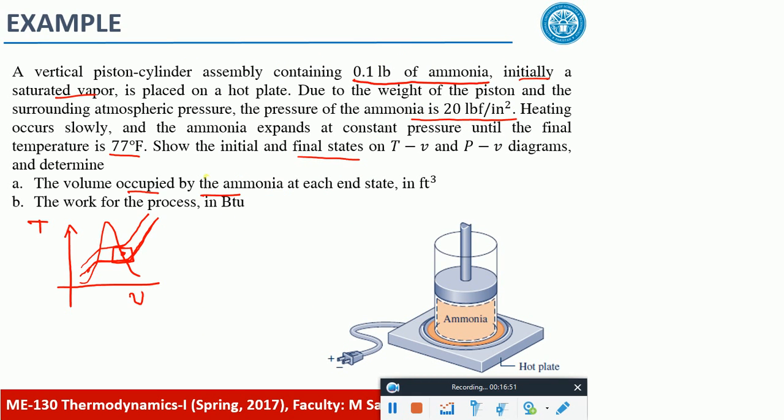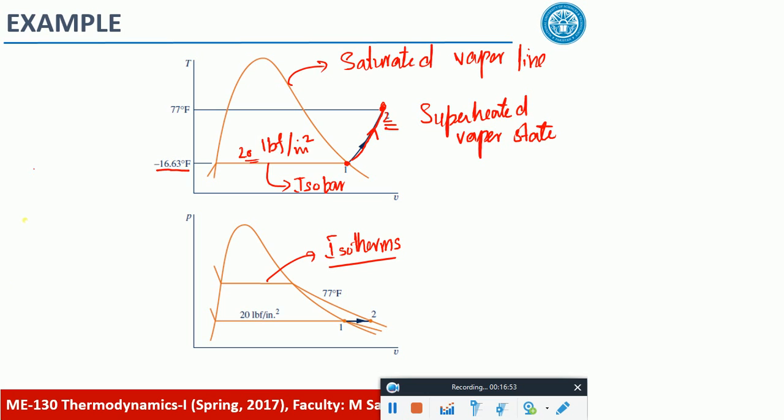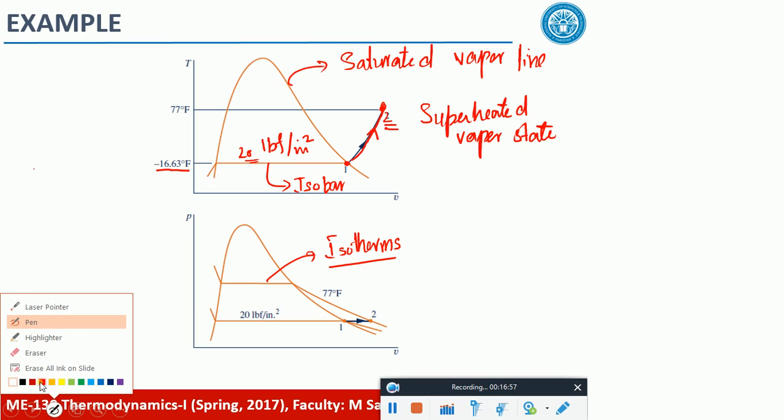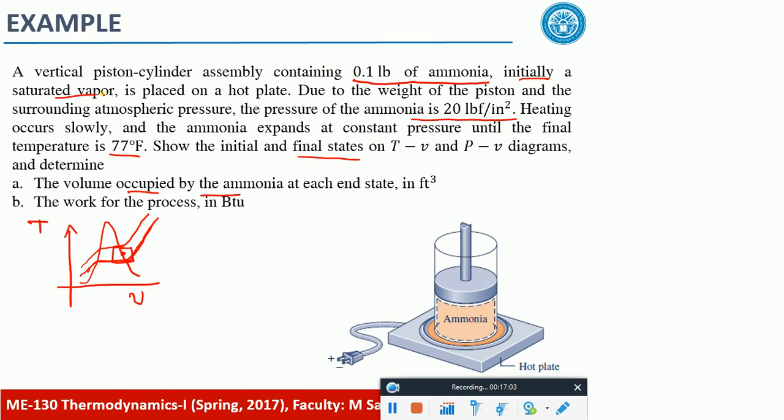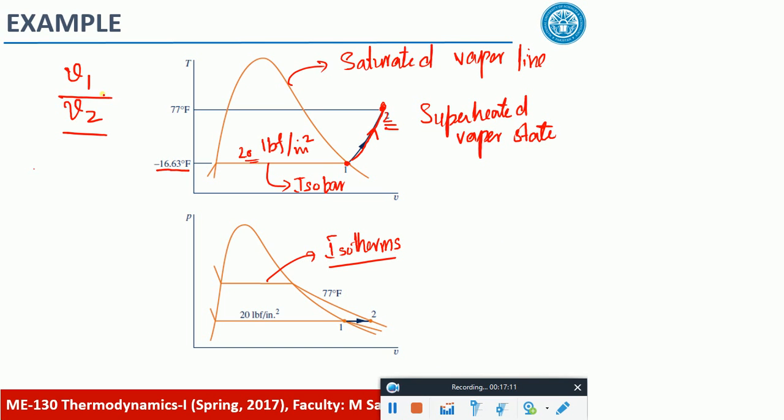Okay, so you know the volume occupied by ammonia. You know V1 and you know V2. So both the steps are covered. You know V1 and you know V2 now. Let's talk about the second thing, the work for the process. Come on, how can you find that out? Yeah, exactly. This work would be from V1 to V2, and this is PdV.